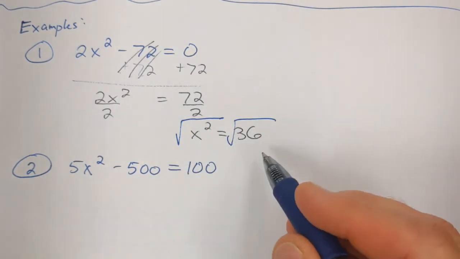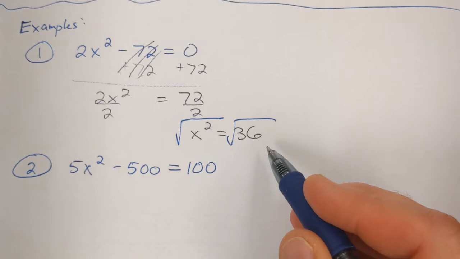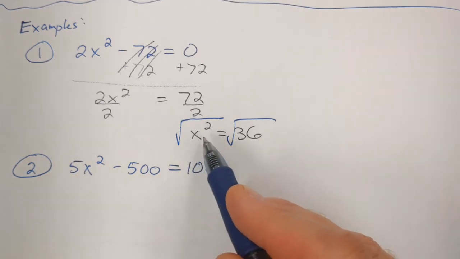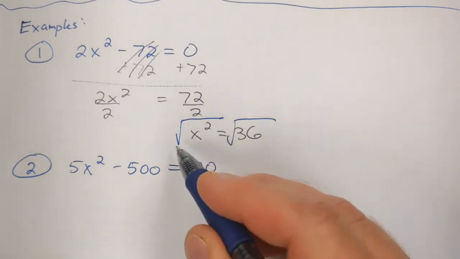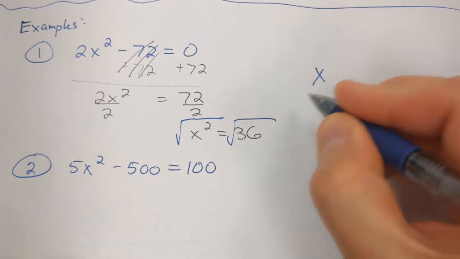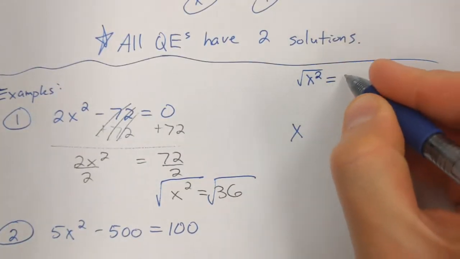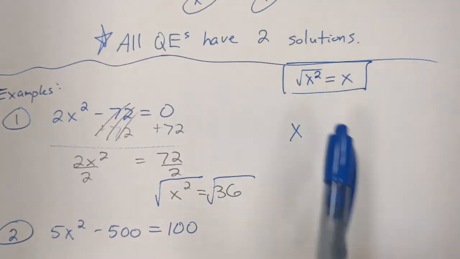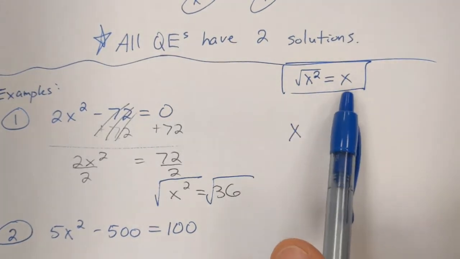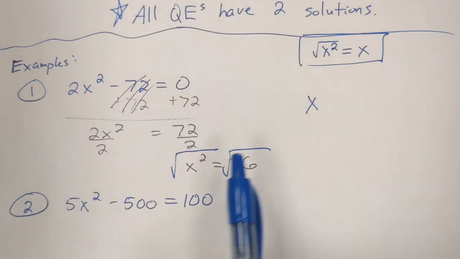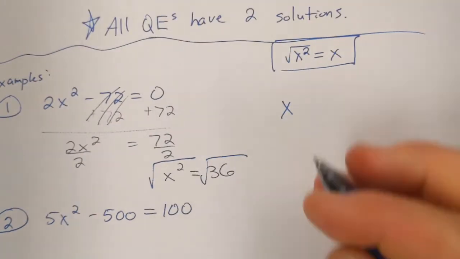But the algebraic way we're going to handle this, the opposite of squaring a number is taking its square root. So we're going to take the square root of both sides of this equation. Now when you square root an x squared, this is very important: that just comes out to a normal x. I'm even going to make a note of this. The square root of x squared is equal to x. And that's one little fact that's going to come up again and again throughout this unit.